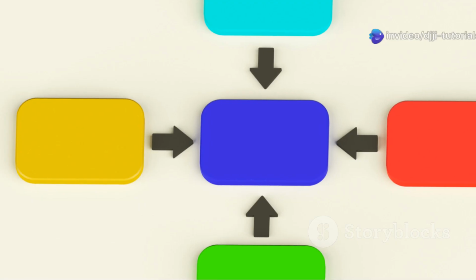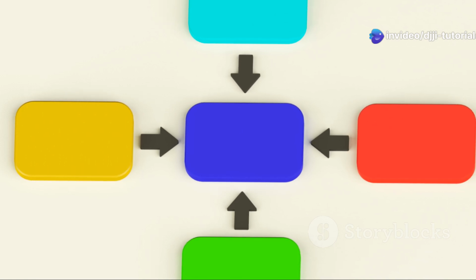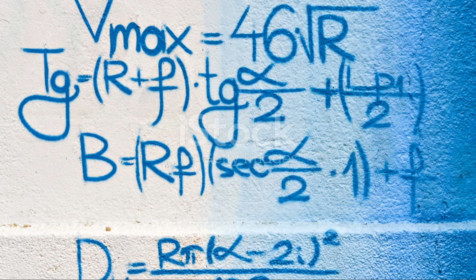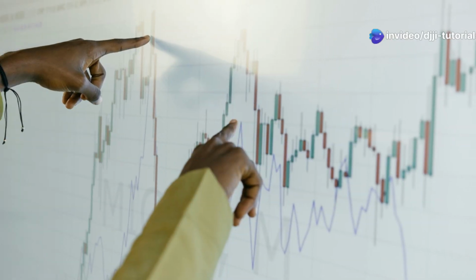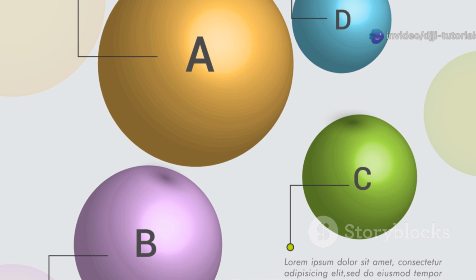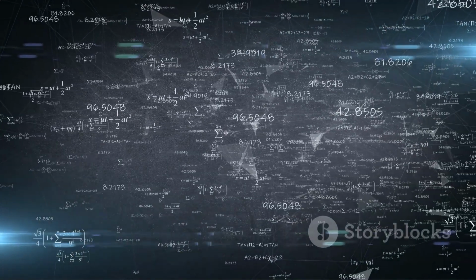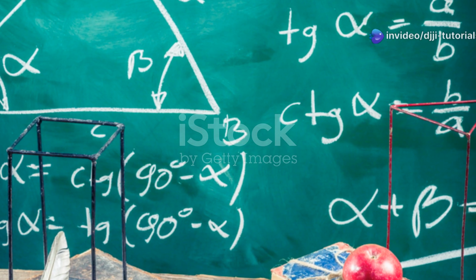Memory aid. The CAST rule can help you remember which trigonometric ratios are positive in each quadrant. C stands for cosine, A for all, S for sine, and T for tangent. So cosine is positive in quadrant 4, all are positive in quadrant 1, sine is positive in quadrant 2, and tangent is positive in quadrant 3. Alternatively, you can use the acronym ASTC, which stands for All Students Take Calculus, to remember which trigonometric ratios are positive in each quadrant, starting with quadrant 1.